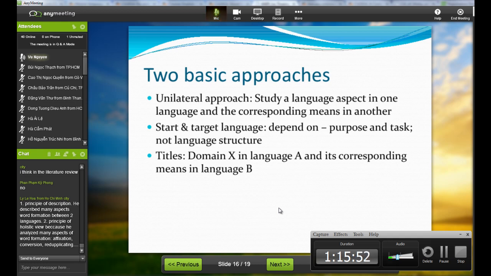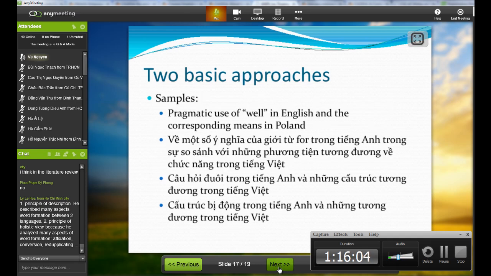Now, the common title for this kind of approach is domain X in language A and its corresponding means in language B. These are some simple titles for those kinds of analysis, like pragmatic use of "where" in English and the corresponding means in Polish. And by this, we understand that in Polish, people do not have the same concept.